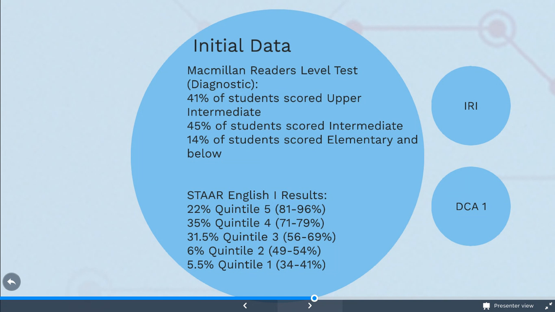The STAR results from the previous year are broken down into 5 quintiles, and 11.5% of my students are in the lower 2 quintiles, and that is something that I was concerned about. This information paired with the Macmillan reading test gave me a better look at what I was dealing with, what my students were dealing with.